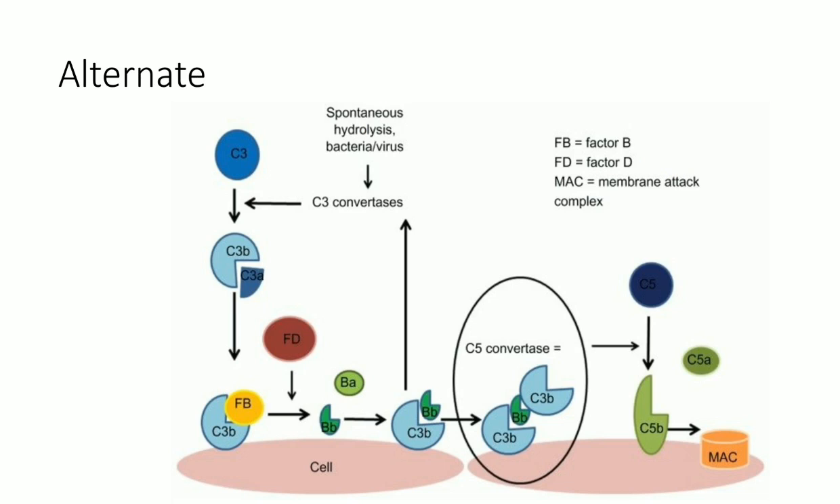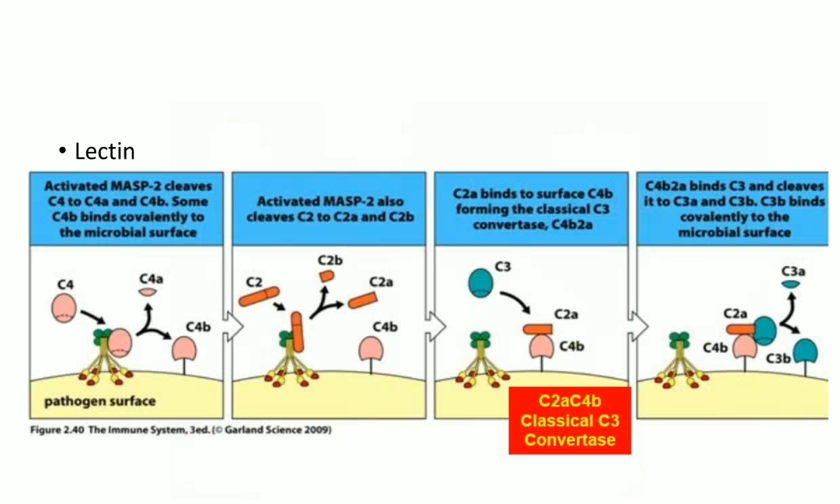Now C5b activates C6, C7, C8, C9 to form the membrane attack complex. Okay, so that's all about the alternate pathway: C3b, Bb, then C5b, C6, C7, C8 and C9.